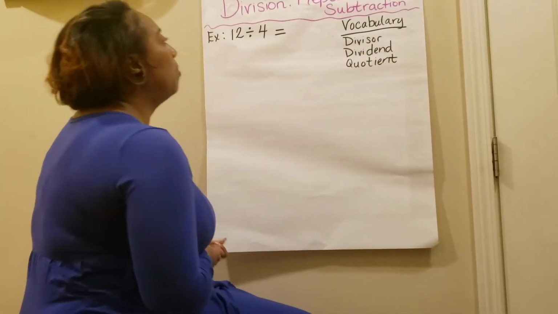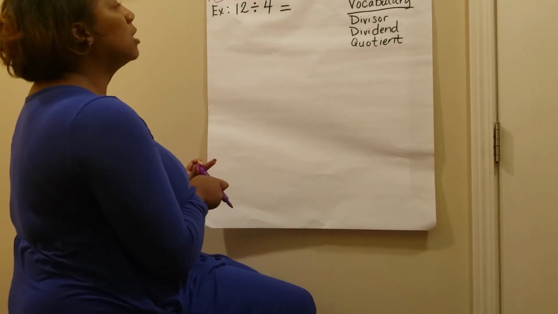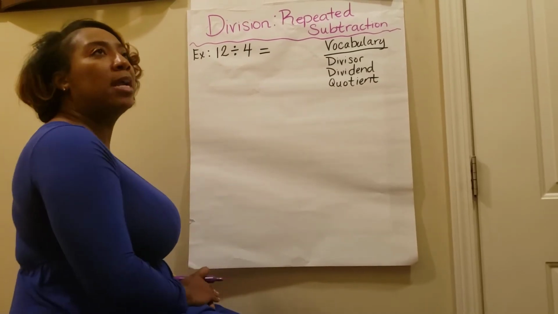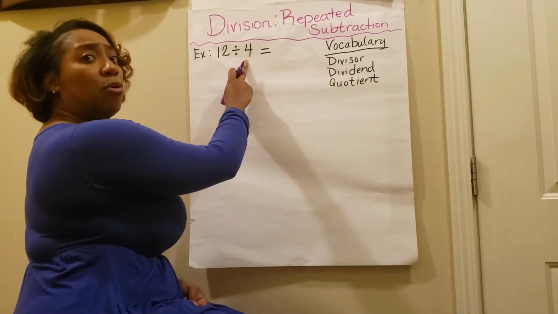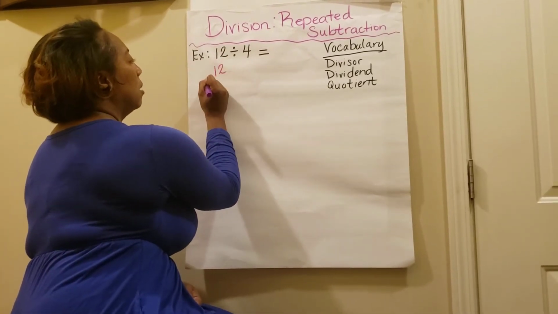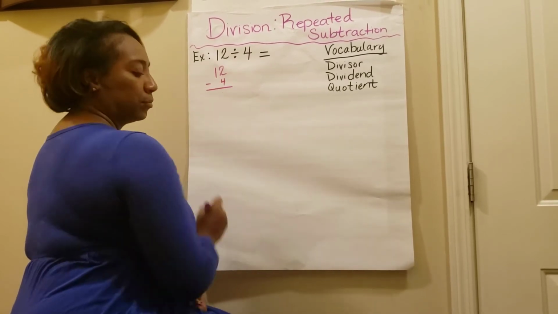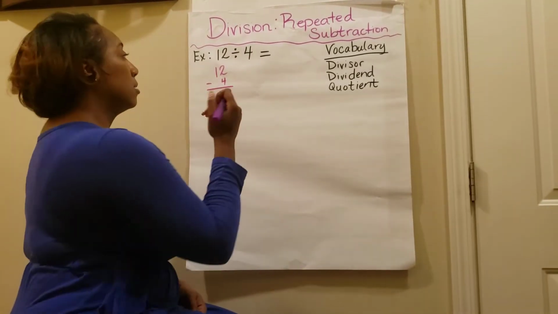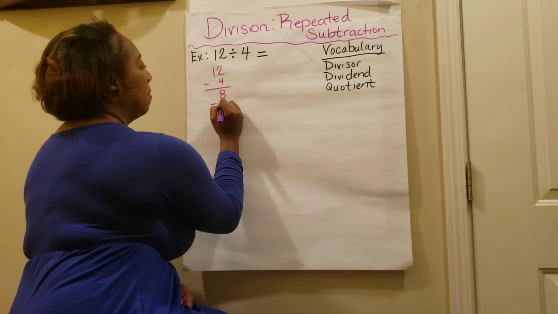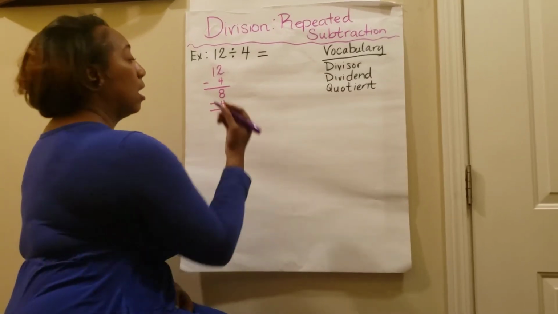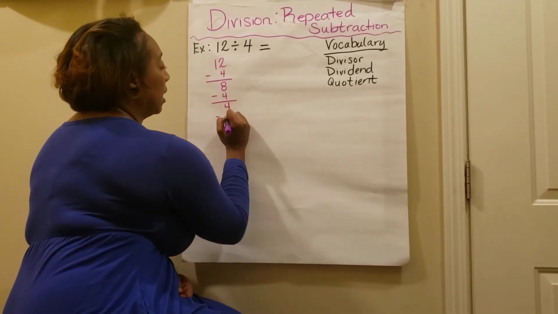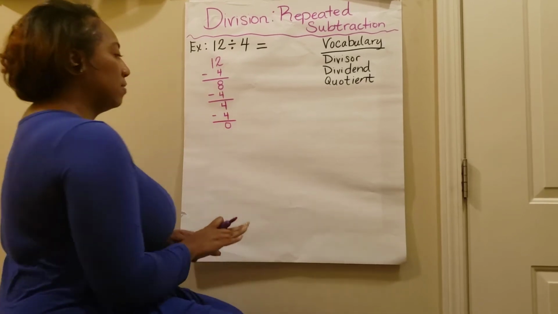So if I'm using repeated subtraction and I'm trying to figure out 12 divided by 4, what I'm really saying in my brain is, how many times do I subtract 4 from 12 till I get to 0? So I'm going to go 12 minus 4, and we know that gives us 8. I'm not at 0, so I got to keep subtracting. 8 minus 4, that gives me 4. And then I'm not at 0 again, so I need to subtract 4 again. 4 minus 4 gives me 0.